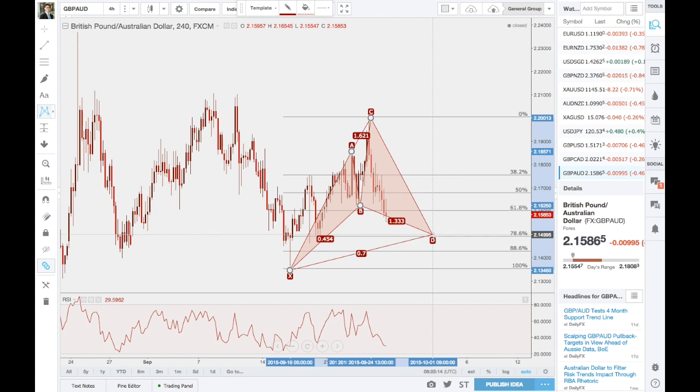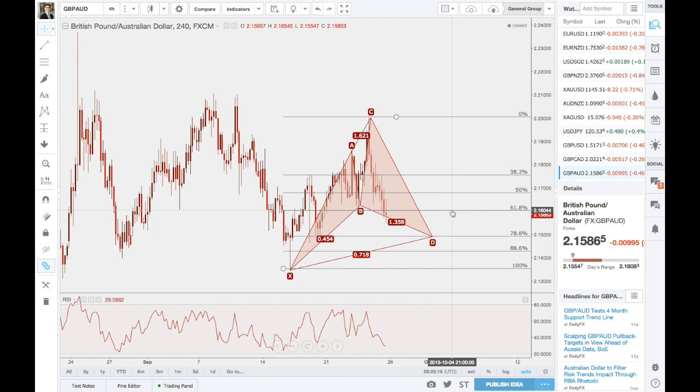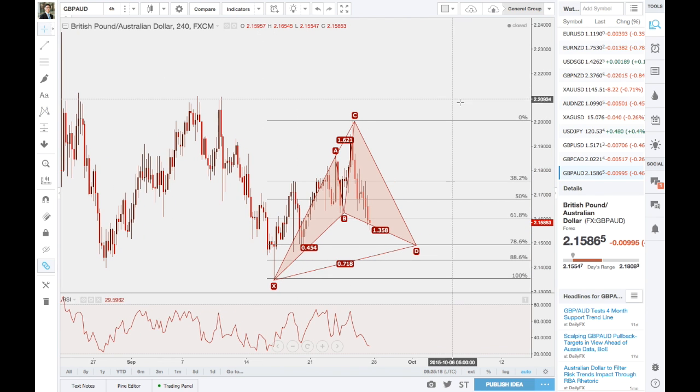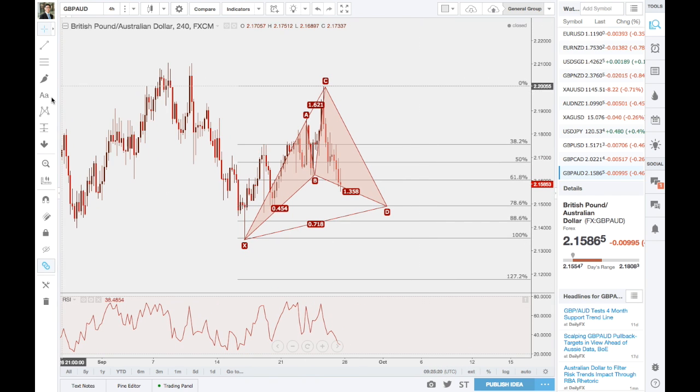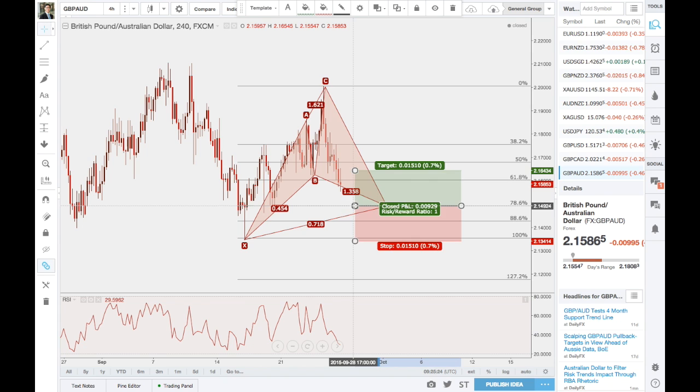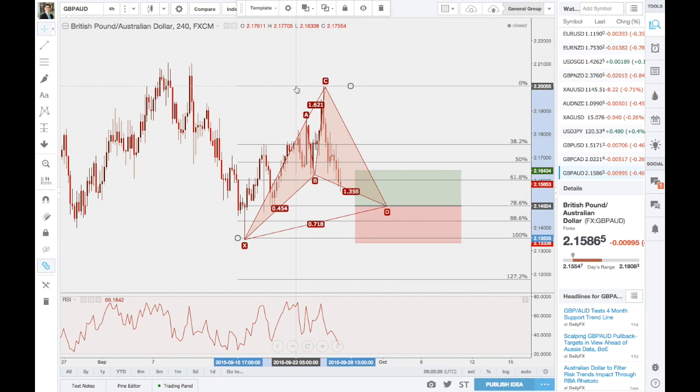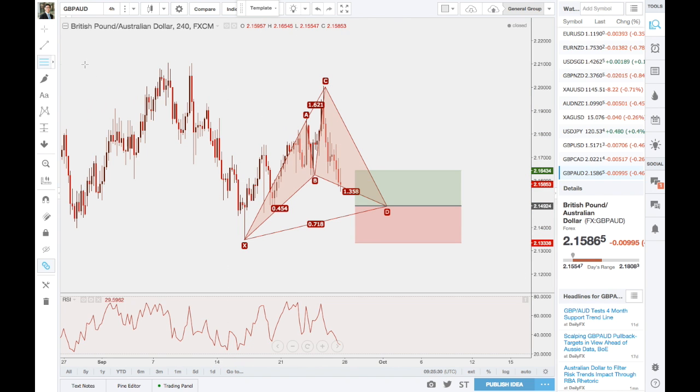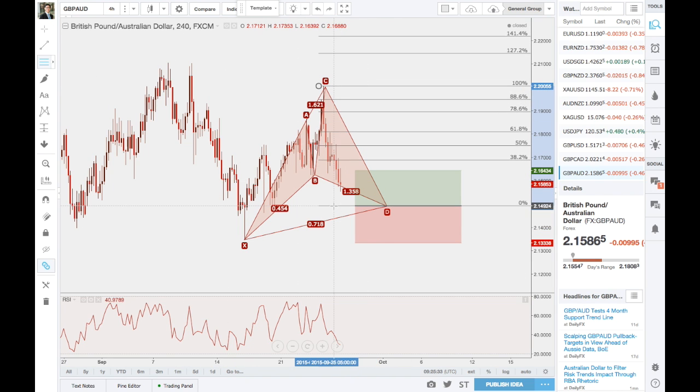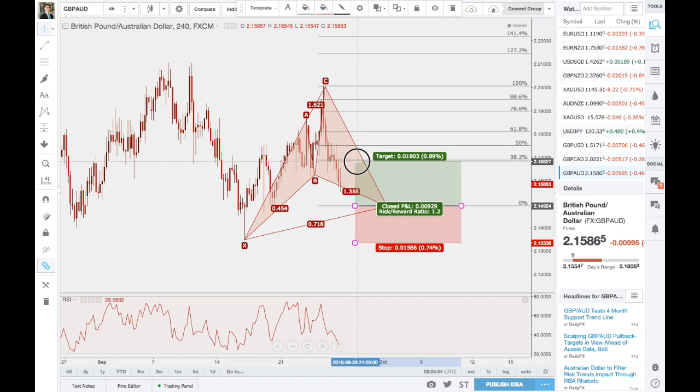So this is a potential cipher pattern setting up, and how we trade the harmonic pattern is simply waiting for price to come down and hit the D point, and our entry will be here. Our stops will be slightly below our X, and the first target point, as usual, is always using the Fibonacci and pull in. First target will be at the 382.